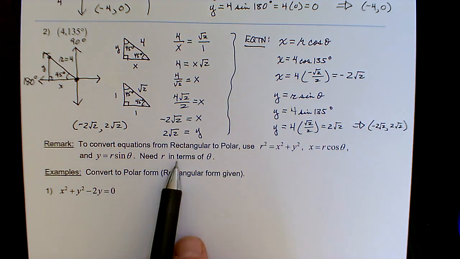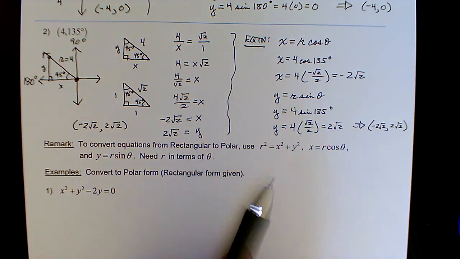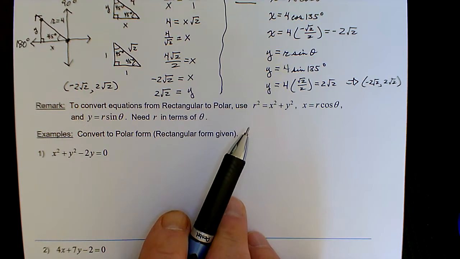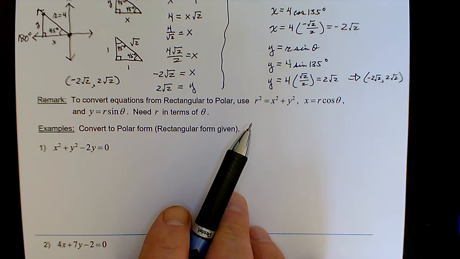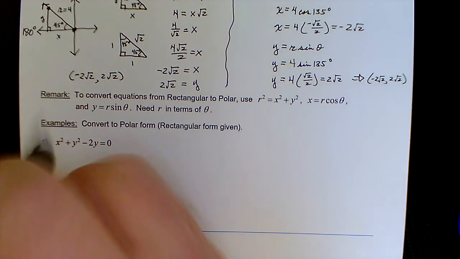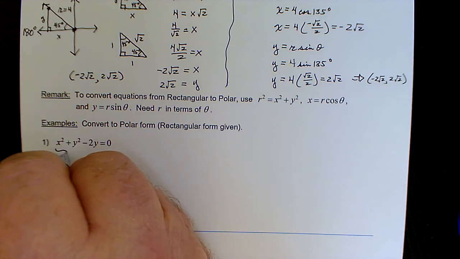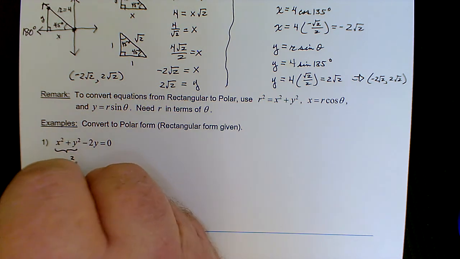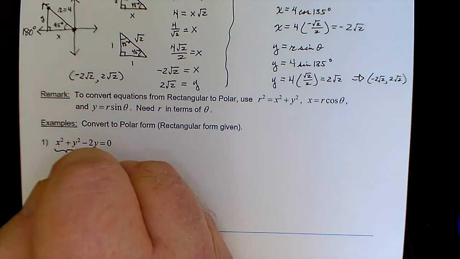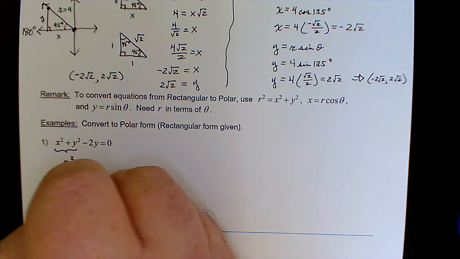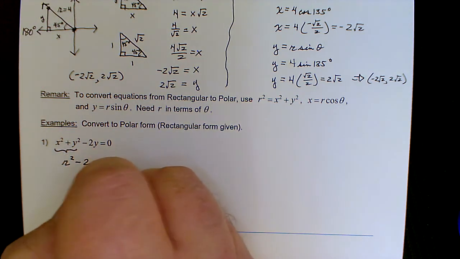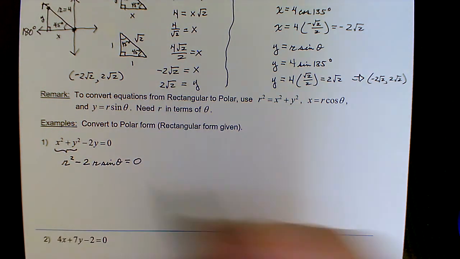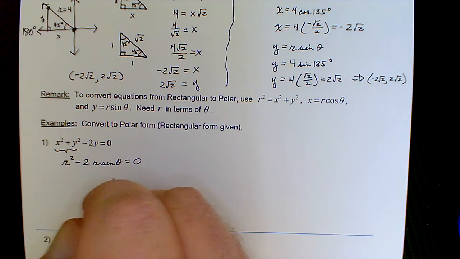The idea though is we want r in terms of theta, just like you get a function y in terms of x. So here's an example where immediately we see we could replace the x squared plus y squared by r squared. And then the only other thing we could do is replace the y by r sine of theta, and that's equal to 0. And now solve the resulting equation for r.